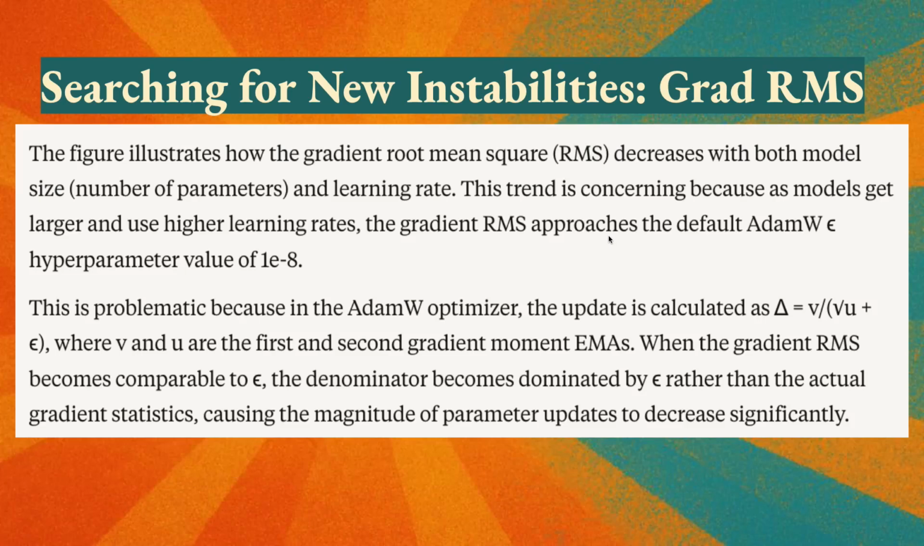So just a couple points I wanted to highlight from my conversation with Claude. This trend is concerning because as models get larger and use higher learning rates, the gradient RMS approaches the default AdamW epsilon hyperparameter value of 1e-8. This is problematic because in the AdamW optimizer, the update is calculated as delta equals the exponential moving average of the first moment, divided by the square root of the moving average of the second moment plus epsilon. When the gradient RMS becomes comparable to epsilon, the denominator becomes dominated by epsilon, and your numerator, which is the moving average, also decreases.